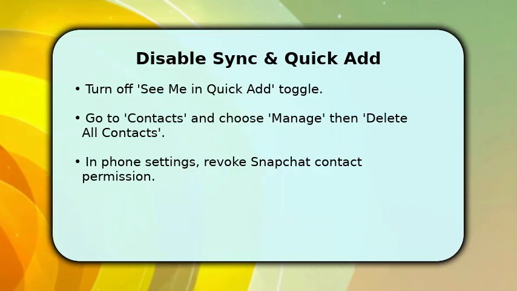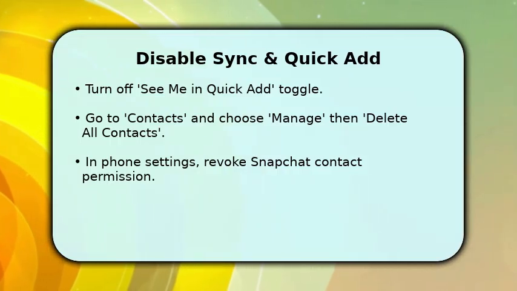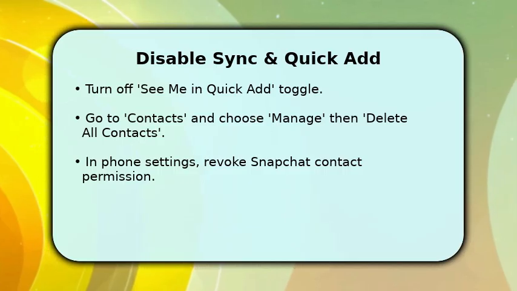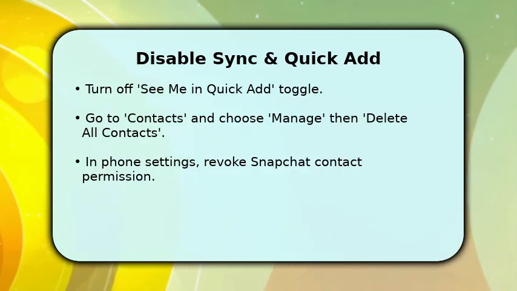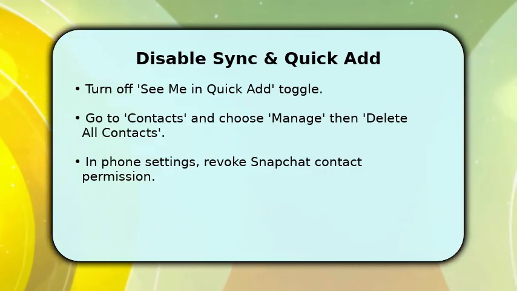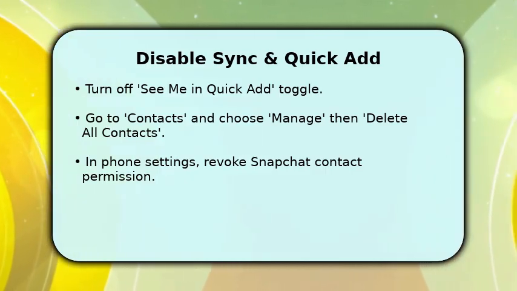Once done, leave Snapchat and open your phone's app permissions. Revoke Contacts access for Snapchat so it cannot reupload. These steps stop both you showing up and Snapchat scanning your address book for friends. This is the only reliable combo.